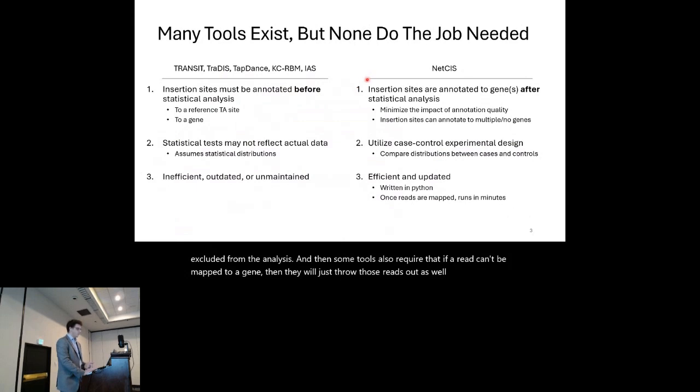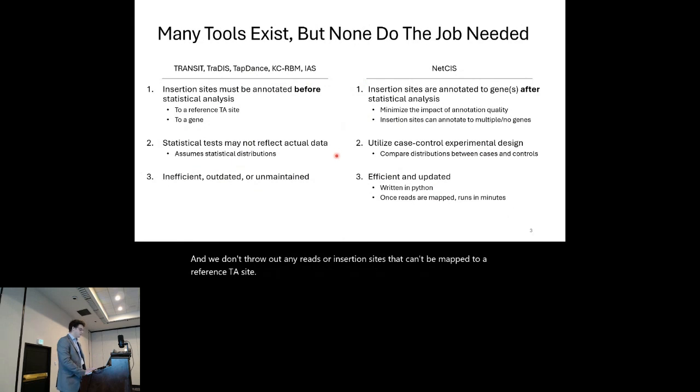Whereas in NetCIS, what we are doing is that we're annotating our insertion sites after statistical analysis as we try to minimize the impact of annotation quality. And we allow insertion sites to annotate to either multiple genes or even no genes, and we don't throw out any reads or insertion sites that can't be mapped to a reference TA site.